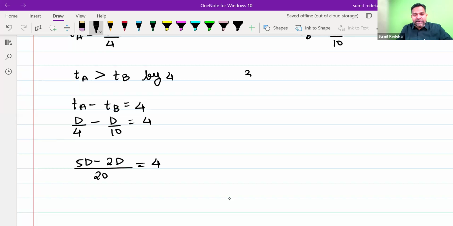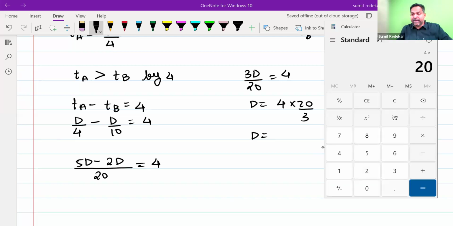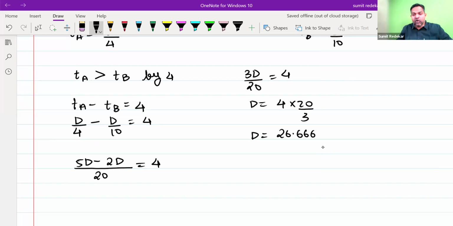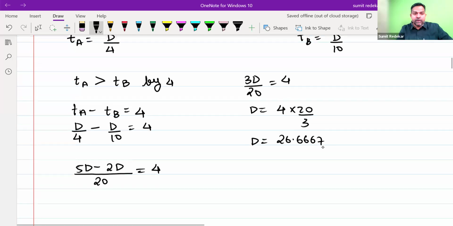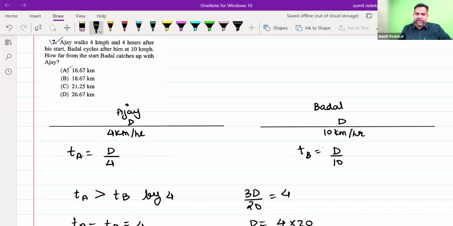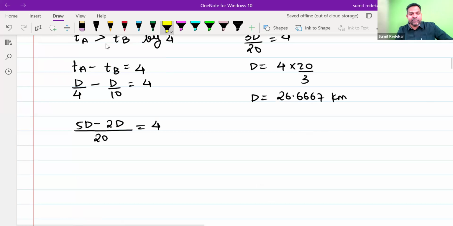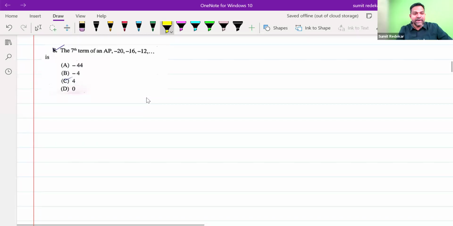5D minus 2D is 3D by 20 is 4, or in other words, the distance is 4 into 20 by 3, or the distance is 4 into 20 and divide that by 3, and that is 26.666 or 26.67. The speed was given to you in kilometers per hour, which means the distance will be 26.67 kilometers. And again, people can have different solutions for it. This is mine. That is question number 7. Moving on to question number 8.